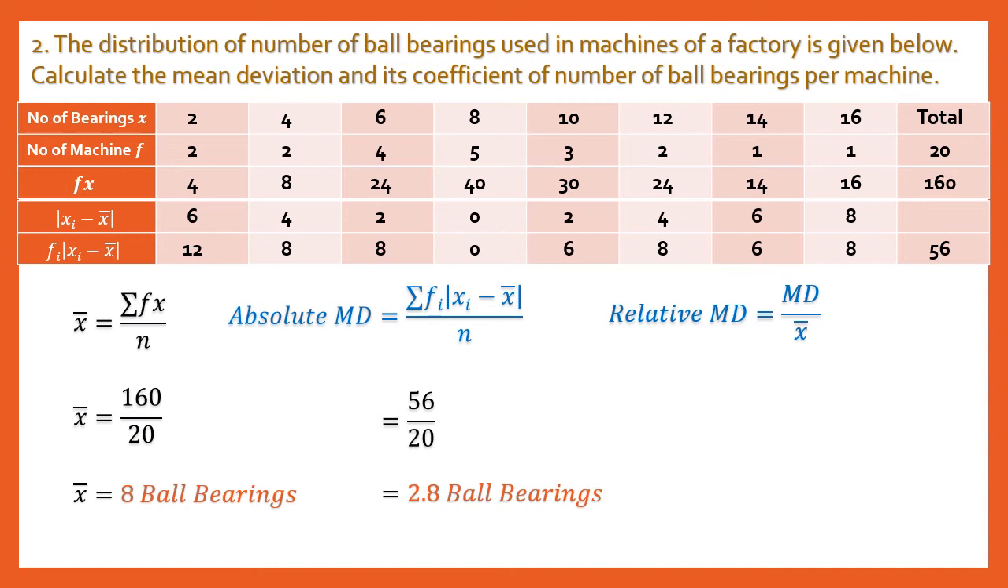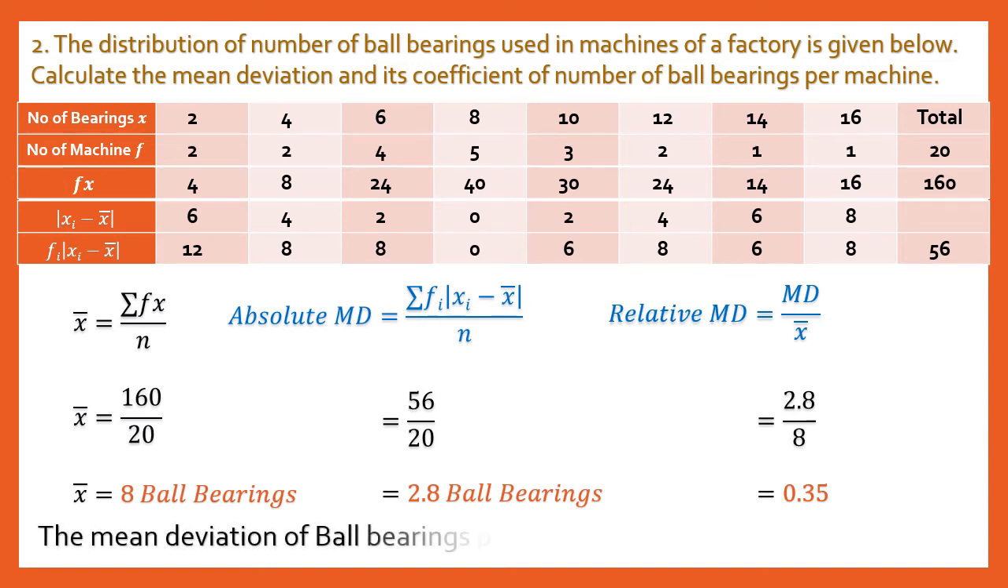Next, I also need to calculate relative MD, which is MD upon x bar. Here MD is 2.8 and x bar is 8. So 2.8 upon 8, the answer will be 0.35. But remember, this is a relative measure, so no units of measurement, no ball bearings at the end. Write the statement here. The mean deviation of ball bearings per machine is 2.8 and coefficient is 0.35. So the absolute MD is 2.8 ball bearings and relative MD is 0.35. No unit of measurement must be written.